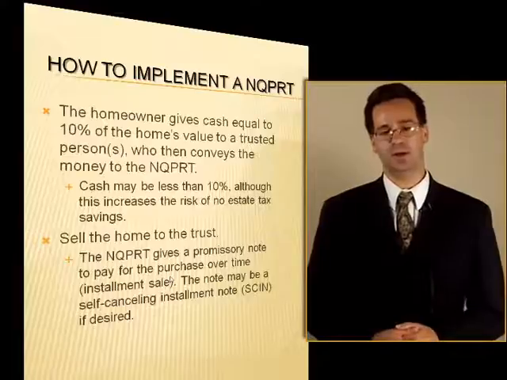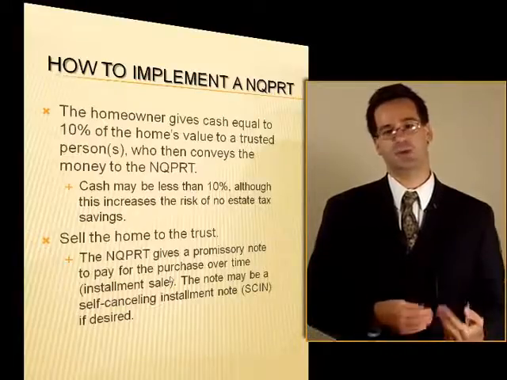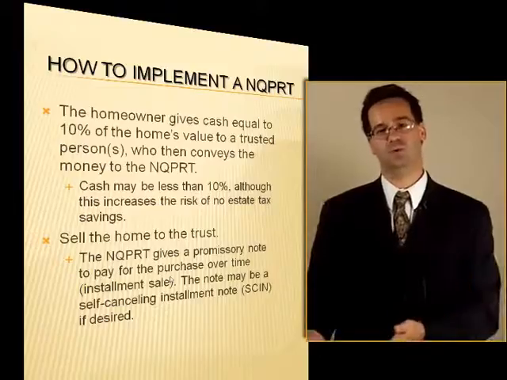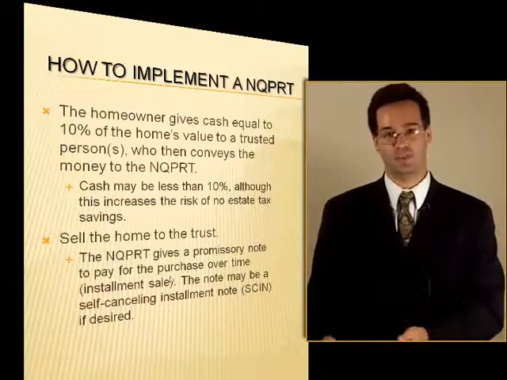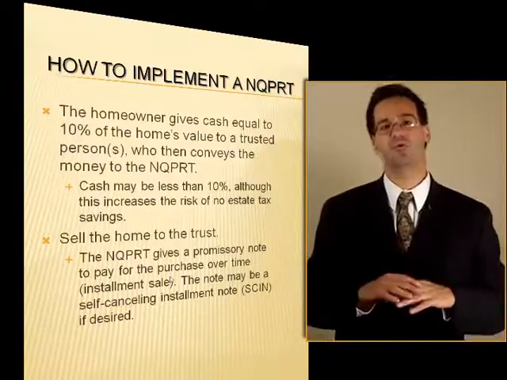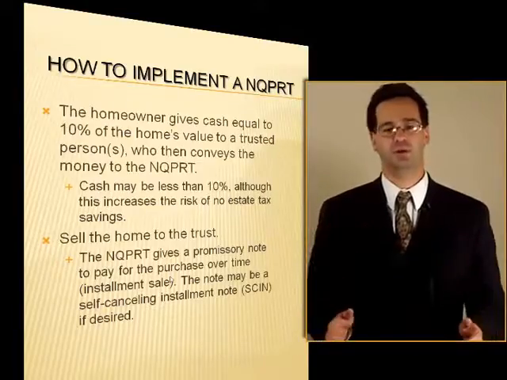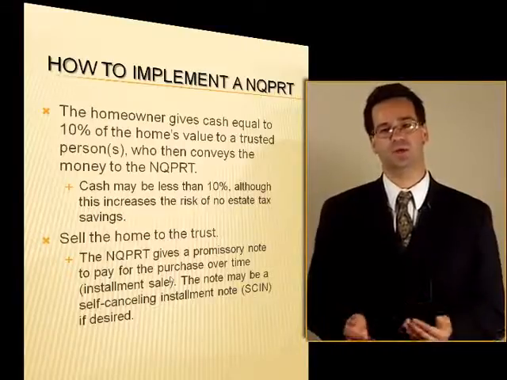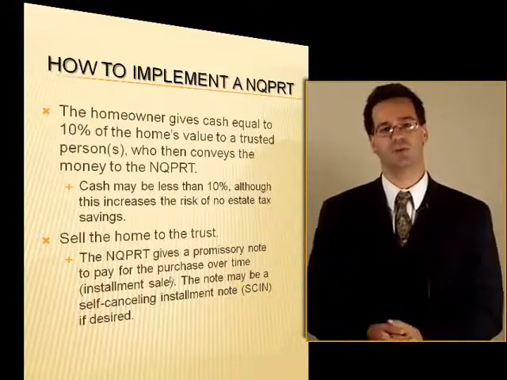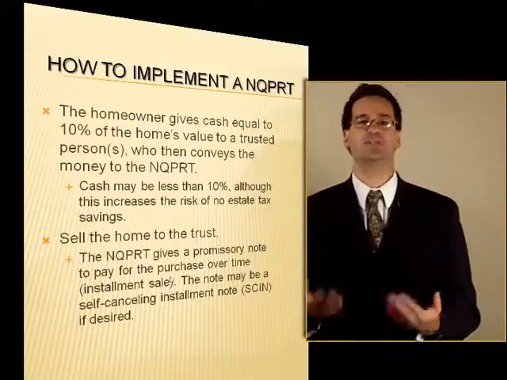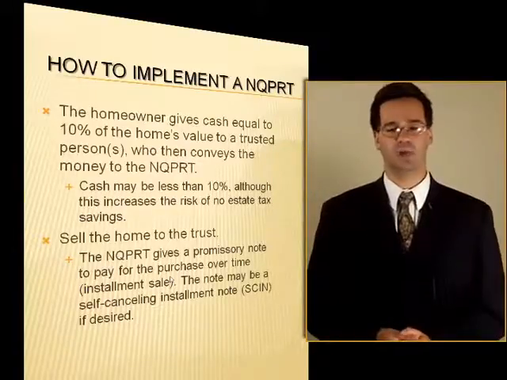So the non-QPRT gets the home. They're going to pay the money they receive for initial funding to the homeowner as in a down payment, because it's just like a normal privately financed sale. It's going to have all the trappings of a normal sale. Pay the down payment to the homeowner, and then the trust is going to pay for that purchase over time with an installment note. And that can be a self-canceling note if desired, and I'll talk about that in a second.